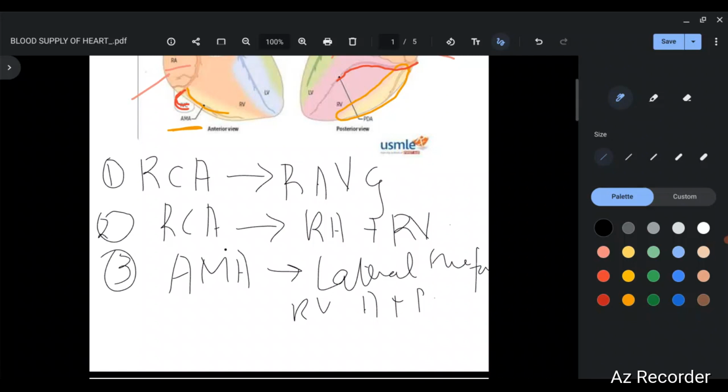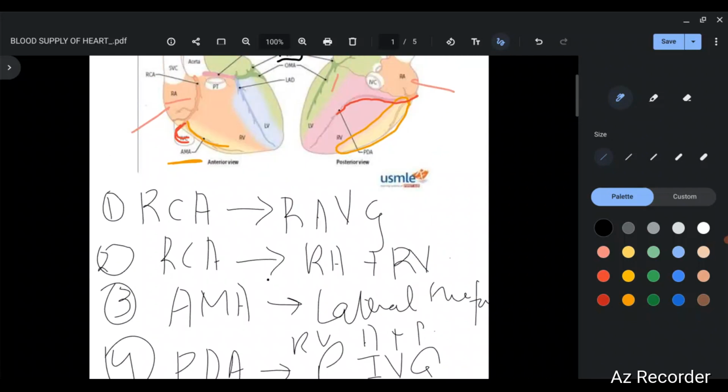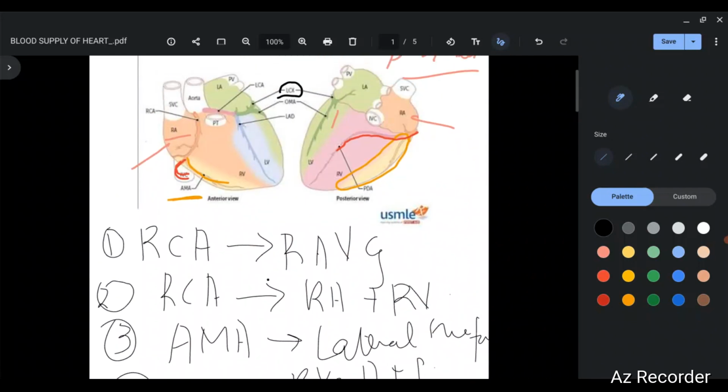Now tell me, where is your posterior descending artery located? It is located in your posterior interventricular groove or sulcus. And what is the area of supply of your posterior descending artery? The posterior descending artery supplies the posterior 2/3 of your ventricular surface, both ventricles. It also supplies the posterior 1/3 of the interventricular septum. I hope this is clear.